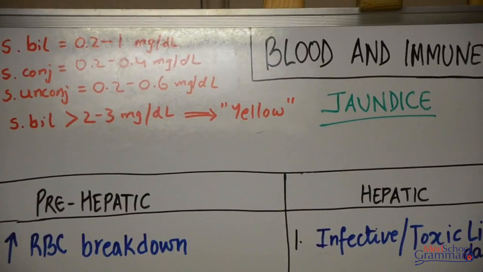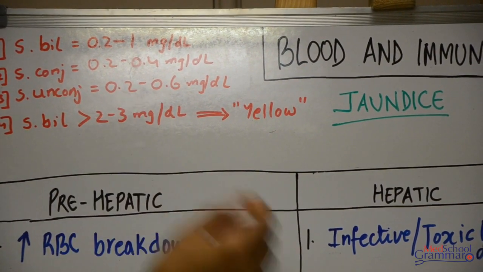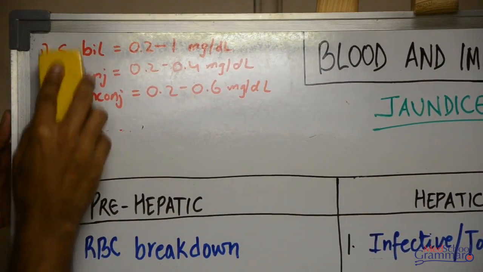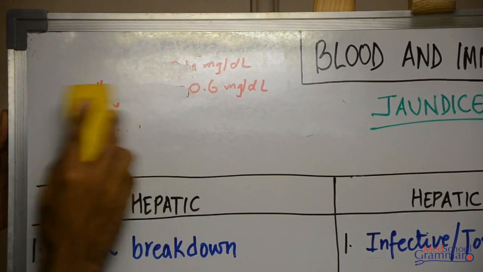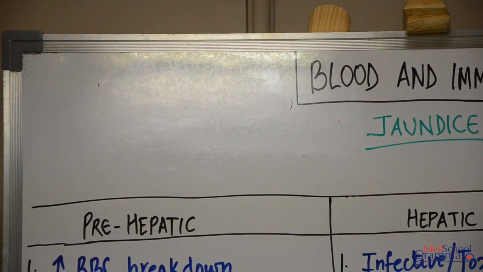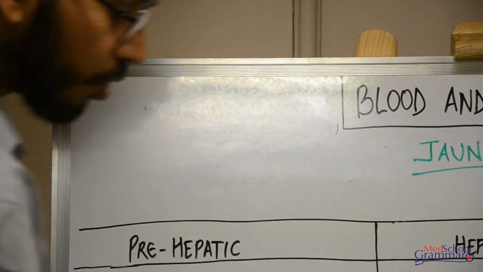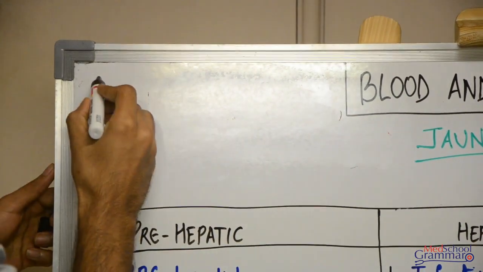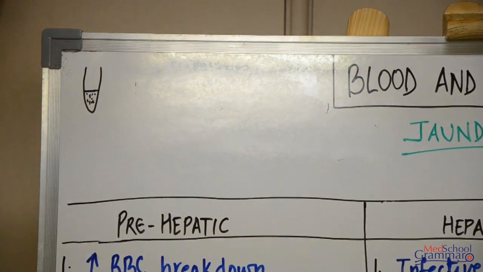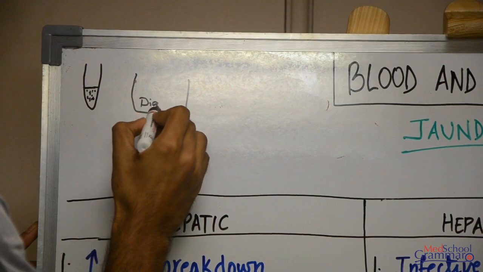Before we actually go into the types of jaundice and their different details, let me quickly tell you about a specific test called Van den Bergh's test that we do to detect the increased levels of bilirubin in the serum, and it also helps us to distinguish between the two different types of bilirubin, conjugated and unconjugated. What we do here is, say this is a test tube. In a test tube we take the patient's serum sample. And here we have diazo reagent.